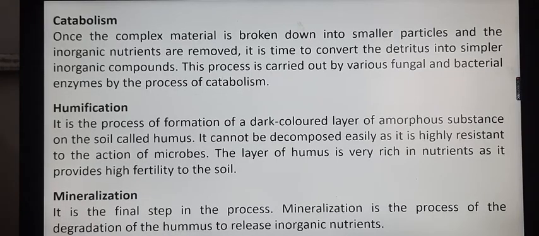Then after that will be the mineralization. So this is the final step of the process of decomposition. Mineralization is the process of degradation of humus to release inorganic nutrients.